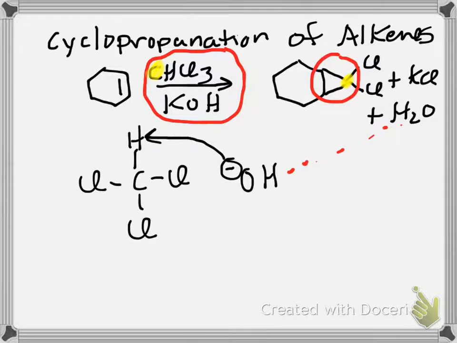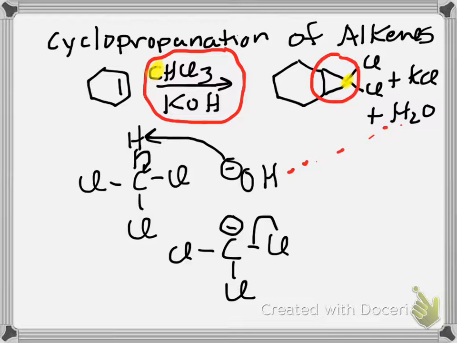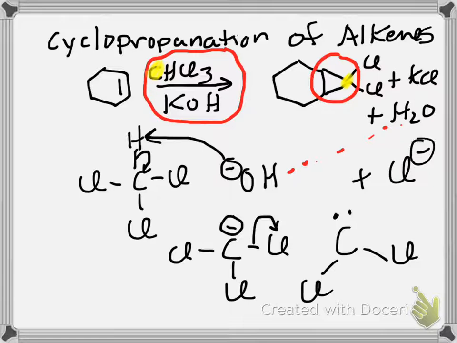The proton in CHCl3 is fairly acidic because the minus charge here is stabilized by induction from the chlorines. Once this species is formed, it collapses to form this very interesting species here, which is called a carbene.